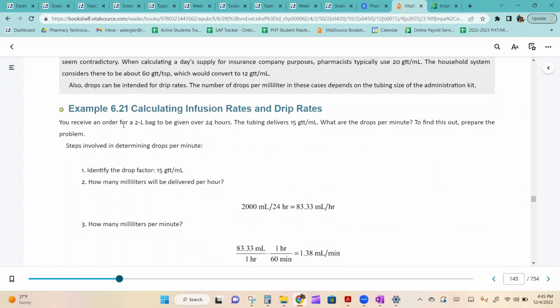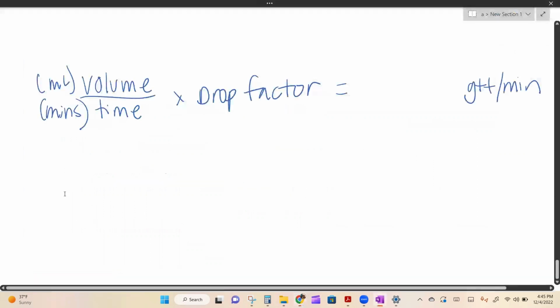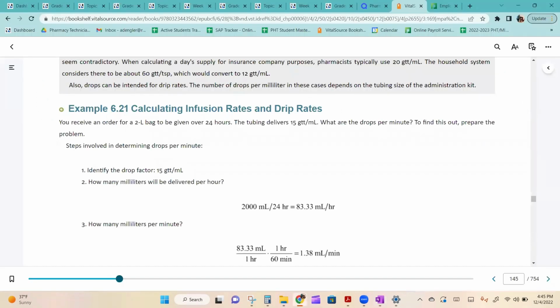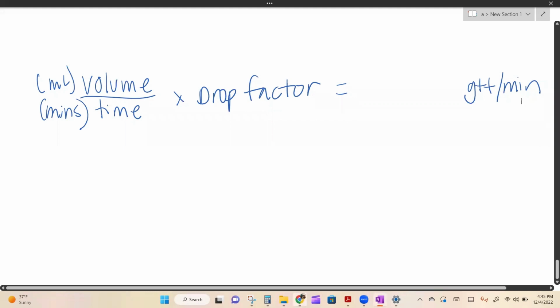So our volume is 2 liters and our time is 24 hours. But remember, here we have to have it in milliliters and minutes. So for the volume, it is a 2-liter bag. So remember that 1 liter is equal to 1,000 ml.